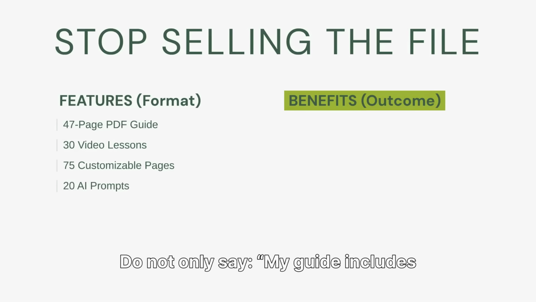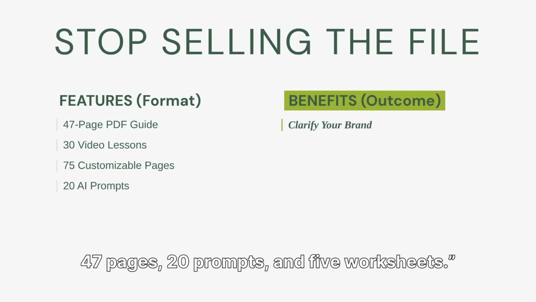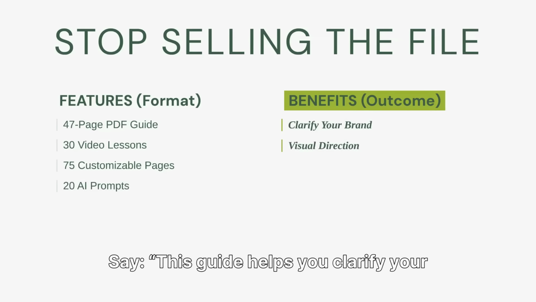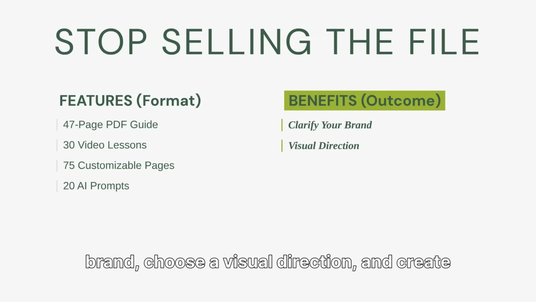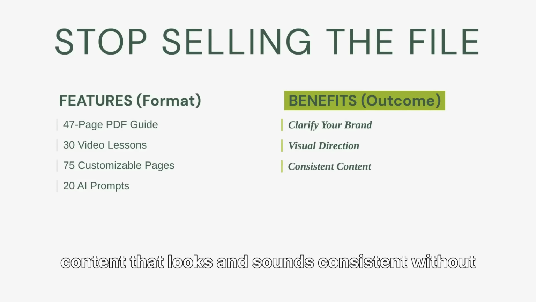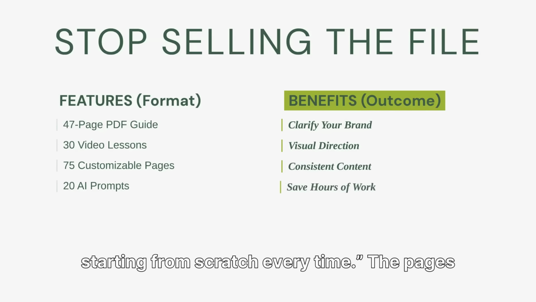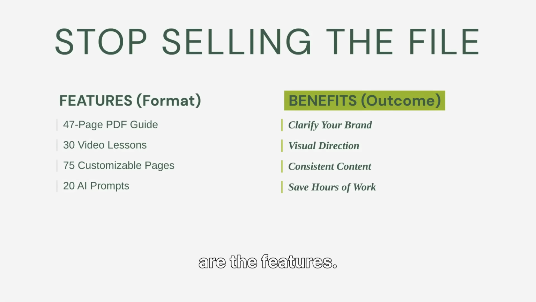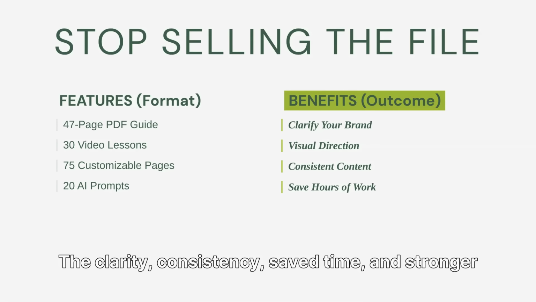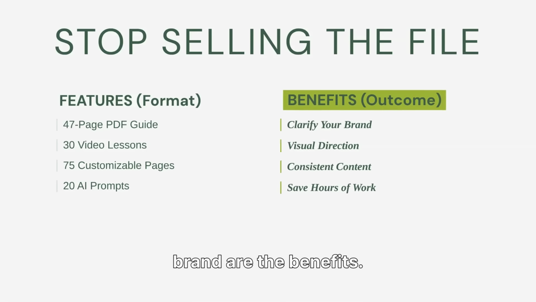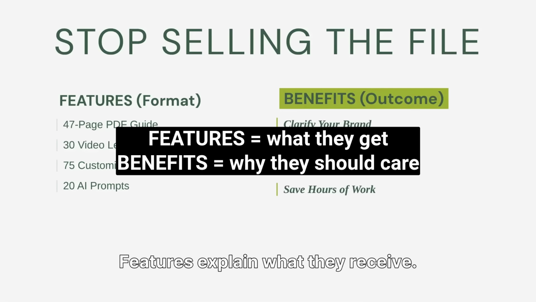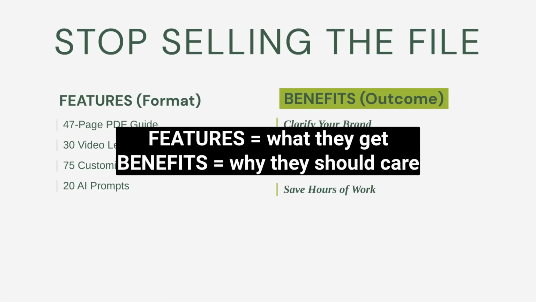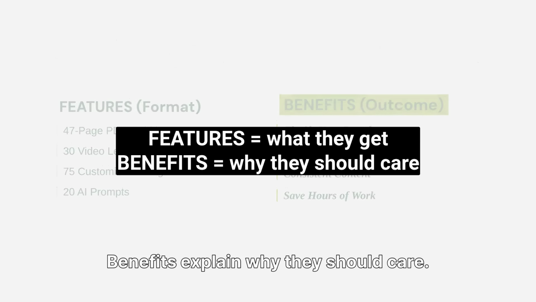Do not only say, "My guide includes 47 pages, 20 prompts, and 5 worksheets." Say, "This guide helps you clarify your brand, choose a visual direction, and create content that looks and sounds consistent without starting from scratch every time." The pages are the features. The clarity, consistency, saved time, and stronger brand are the benefits. Features explain what they receive. Benefits explain why they should care. You need both, but the benefit should lead.